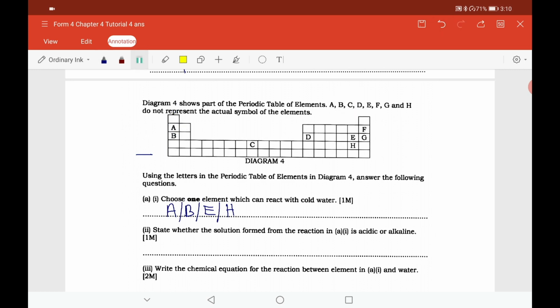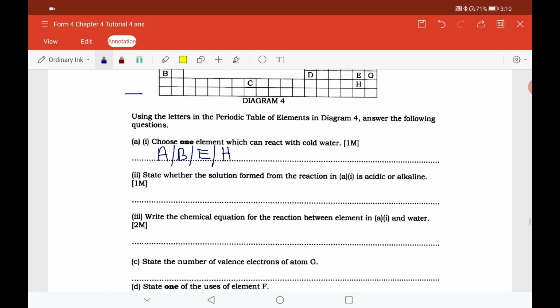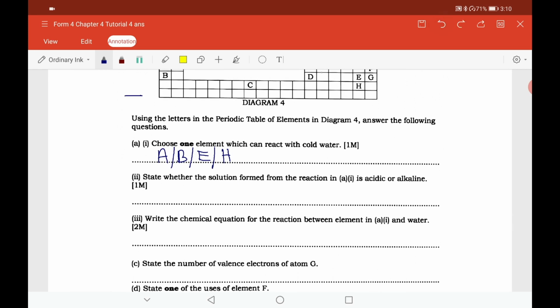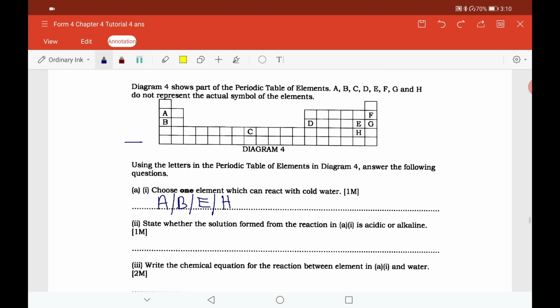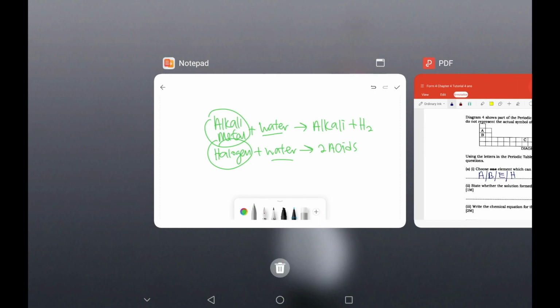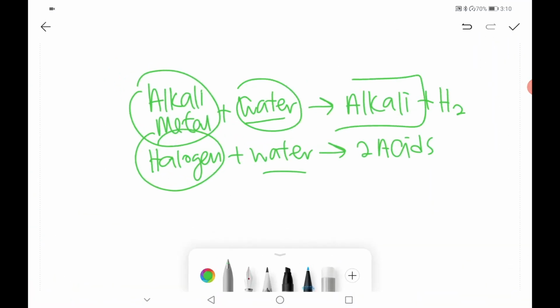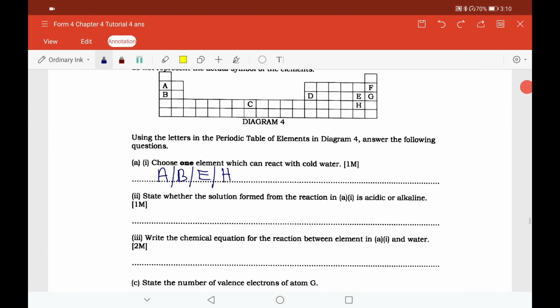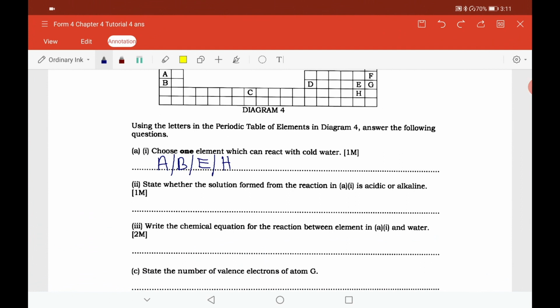Okay, so next one, you need to tell whether the solution you form is acidic or alkaline. This depends on which answer you choose. If your answer is A or B, A and B are group 1. Group 1 is alkali metal. So when alkali metal is put in water, you form alkali. So if the answer is A or B, then it is alkaline.